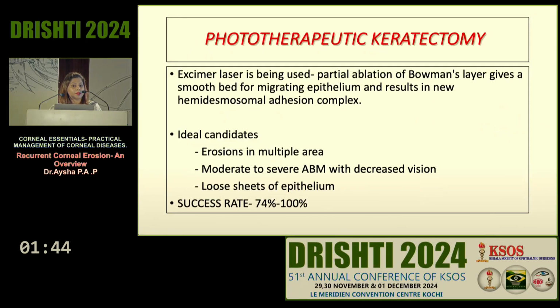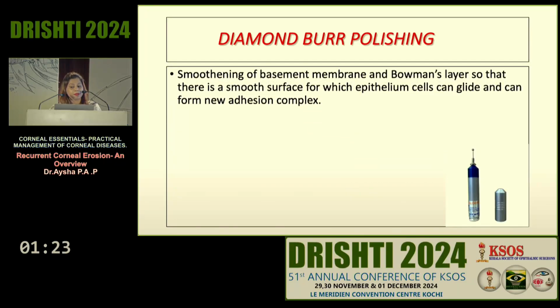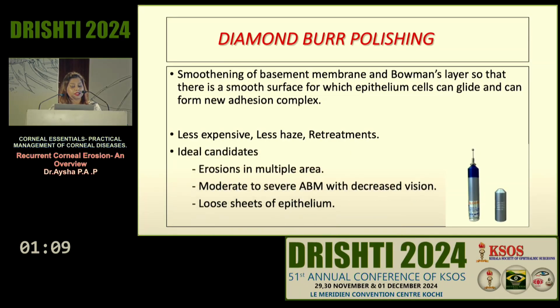Next comes phototherapeutic keratectomy. Here an excimer laser is used for partial ablation of the Bowman's layer, which gives a smooth bed for migration of the epithelium and results in a new hemidesmosomal adhesion complex. The ideal candidates are those with erosions in multiple areas, moderate to severe ABM with decreased vision, and loose sheets of epithelium. And the most important one, which is cheap, is diamond burr polishing. While doing this, a smooth surface is created over which epithelial cells can glide and form a new adhesion complex. This is less expensive and gives less haze compared to stromal puncture and PTK, and you can do retreatment also. Indication is the same as that of PTK.